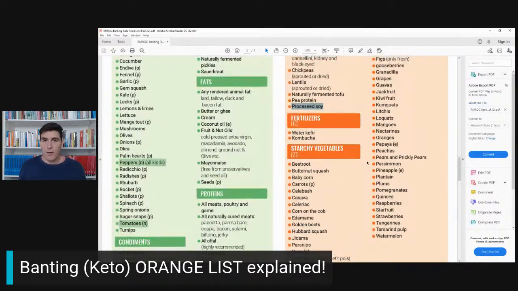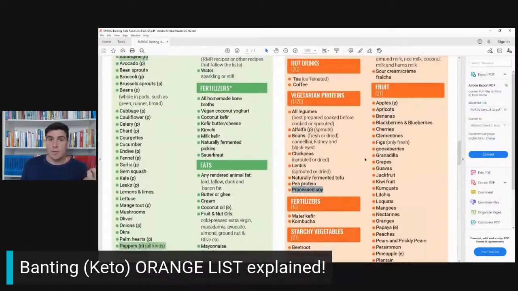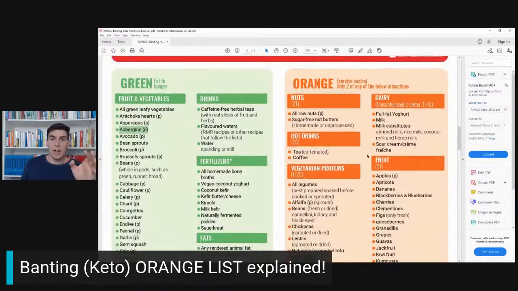So that is how the orange list works. That's the approach we want you to take. Be careful, exercise control, and just stick to 2 allocations, one of each of these, or one portion from 2 categories per day. And like I said, coffee is probably a free pass.